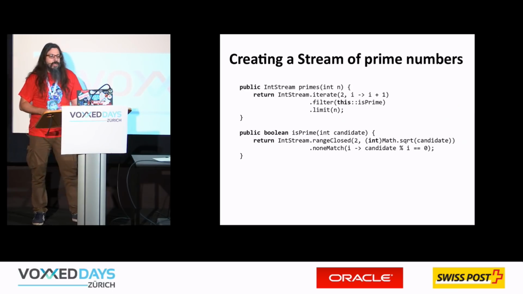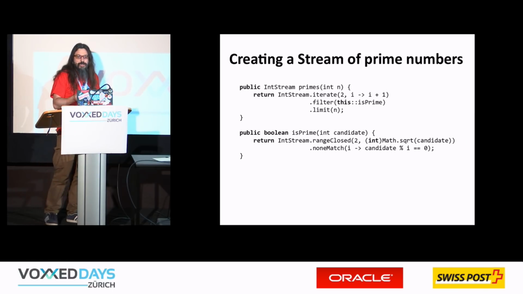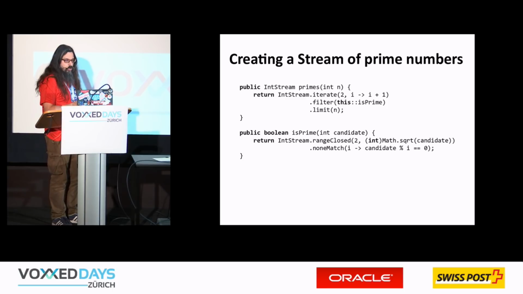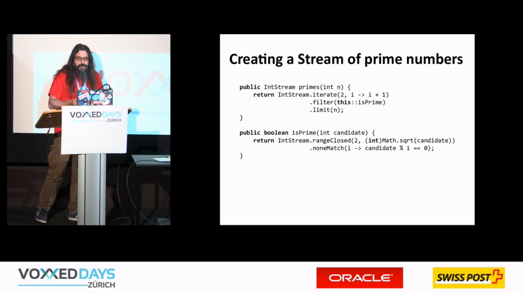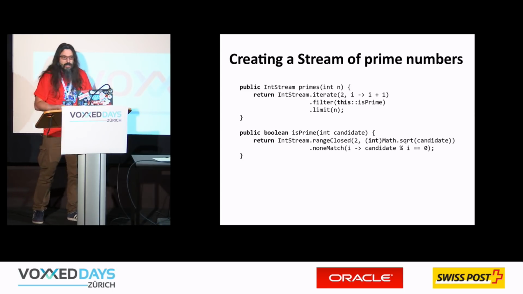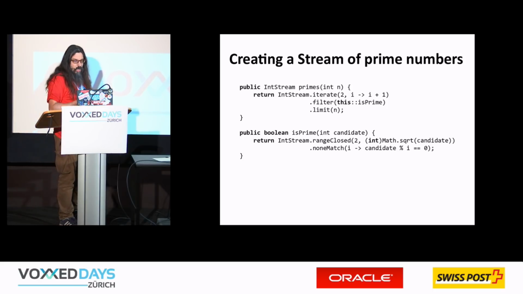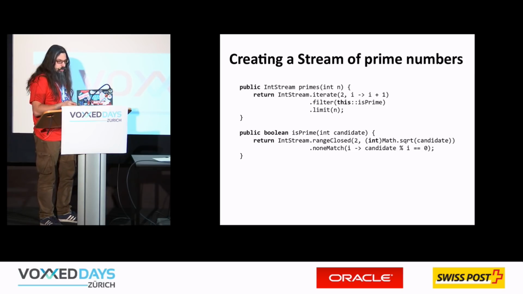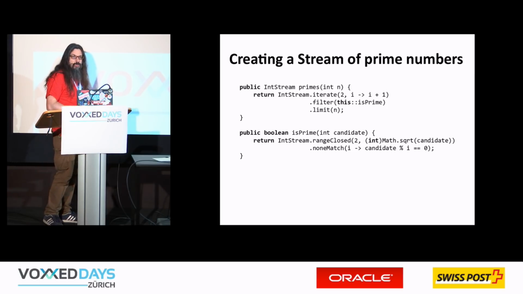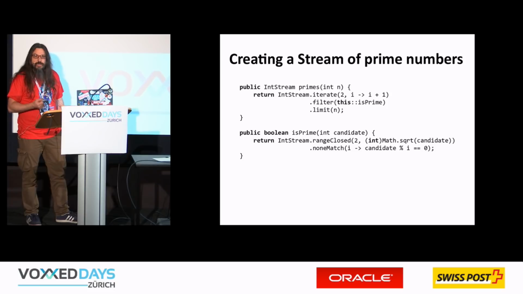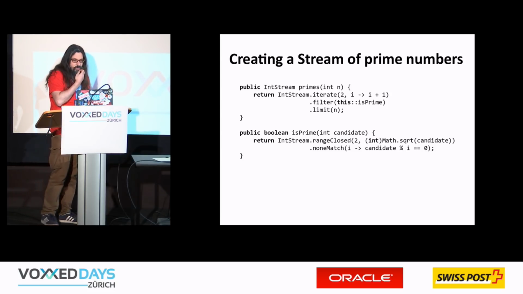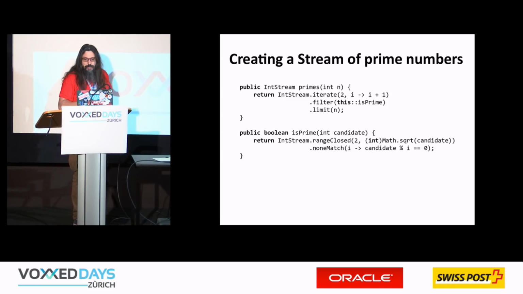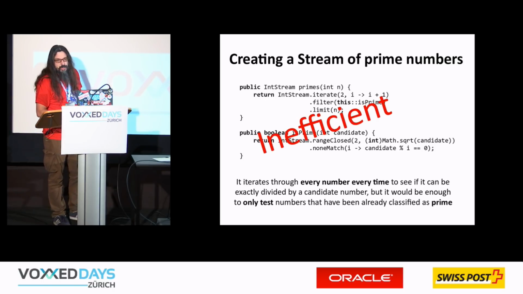Yes, I could do it this way. I have a method that returns a Boolean saying if a number is prime or not, and then I can use this predicate, this method, to filter the numbers, and then I can limit the result to the first 10, and I'm done. So yes, this works, but to be honest, this is a bit inefficient.